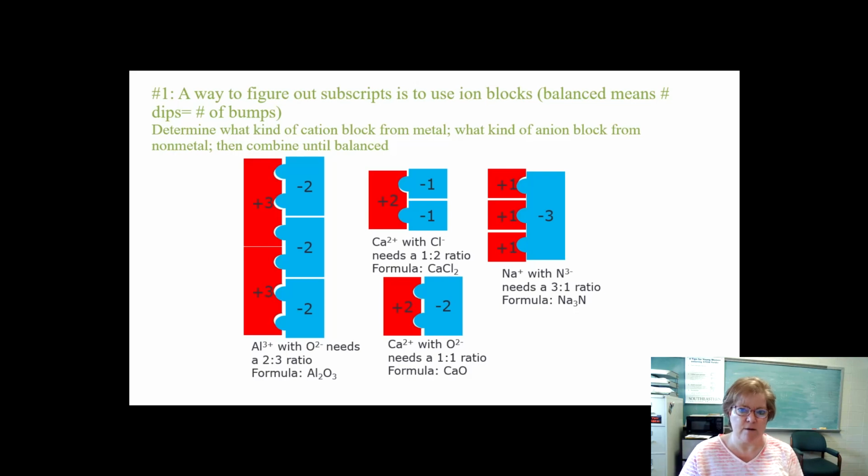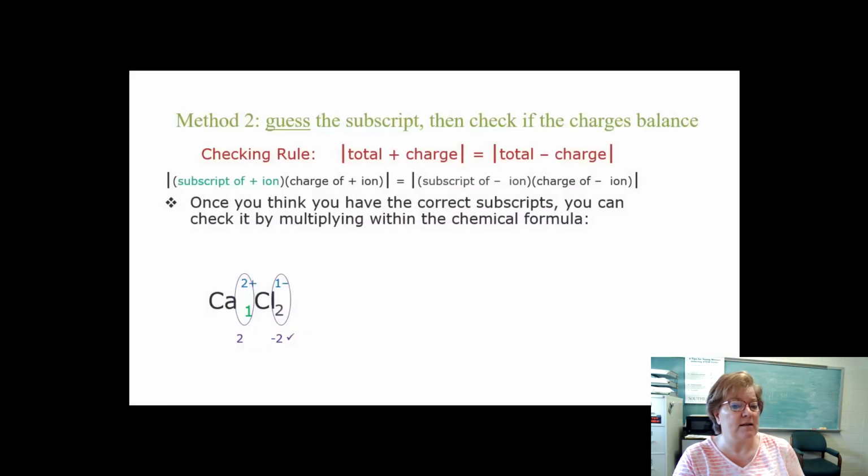And I simply pair them up till they all match up and there are no extra bumps and no extra holes, and then I just count how many I need of each type. So I could use this as a way to determine the formula. And sometimes if you're a visual person, doing this a few times really helps you click with this. Other people are more mathematical.